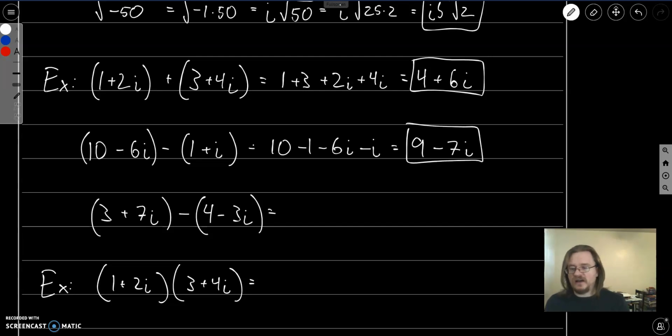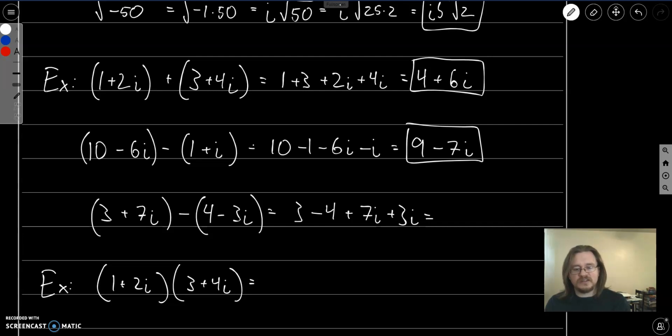And then the last difference down here, I've got 3 plus 7i minus 4 minus 3i. So I've got 3, and I'm going to subtract 4. So these are all my terms without i's. And then I've got plus 7i. And then I'm subtracting a negative 3i. Well, if you subtract a negative, it's the same thing as adding a positive, since the two negative signs will cancel out. So this is going to be adding 3i.